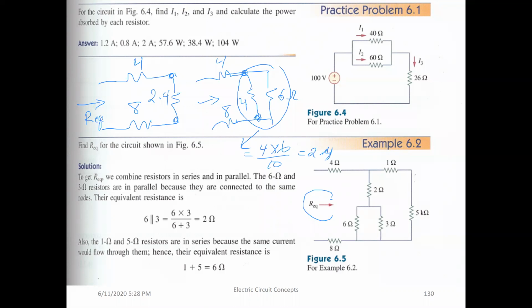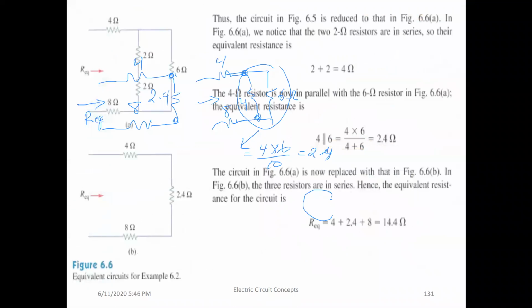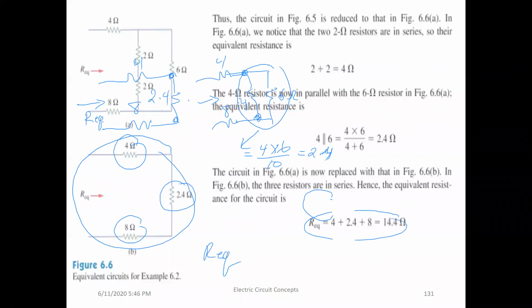So let me move to the next slide. Okay, so this is what I am reaching. This is exactly the same as I had. So this is our final result here. So basically R equivalent will be 4 plus 2.4 plus 8, which is this one.